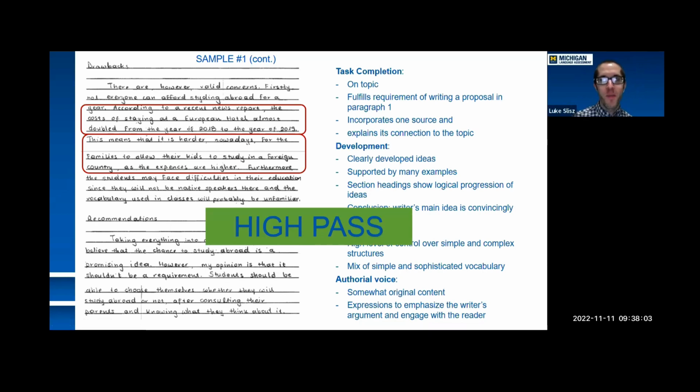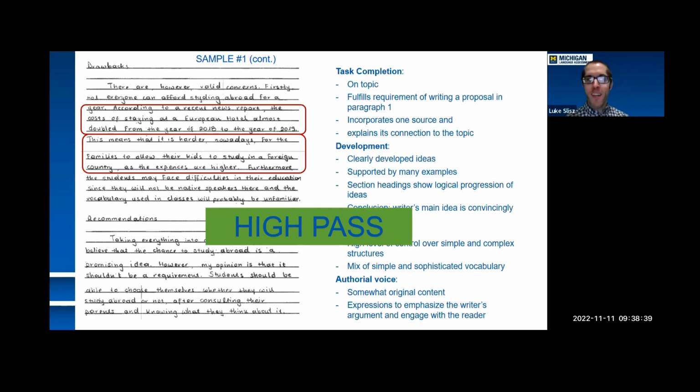High pass. This is a high pass, yes. Definitely. So even though this may appear to be on the shorter side and only one of the sources is integrated, the argument the student is making is done very effectively and efficiently. They very clearly lay out the many different reasons someone might want to study abroad and how it benefits them. And even though the drawback section is not as developed, there are not as many reasons, they do an excellent job of pulling in that external source and explaining the consequences of it. So there's really no need for them to pull in additional sources to make their point.